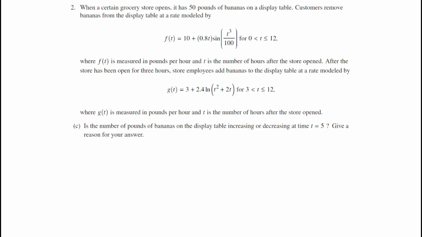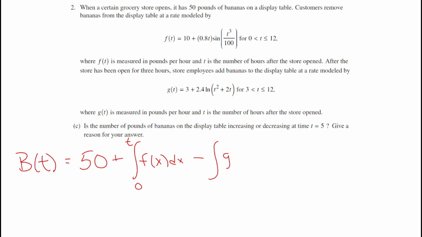For part C here, we want to know, is the number of pounds of bananas on the table increasing or decreasing at t equals 5? Well, the number of pounds on the table, and we'll come up with a new function for this, the number of pounds of bananas, we'll call it B. B of t is equal to the number of pounds of bananas that were on the table to begin with, that's 50. B of t is going to be 50 plus however many pounds they've put on. So the integral from 0 to t of f minus the integral of g, right?